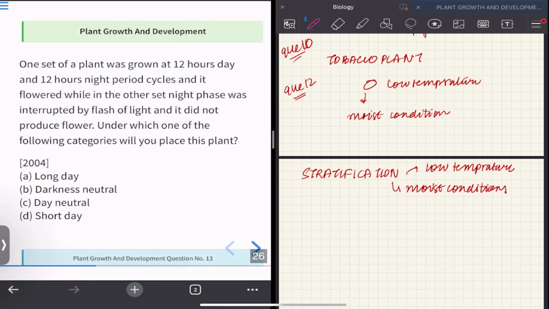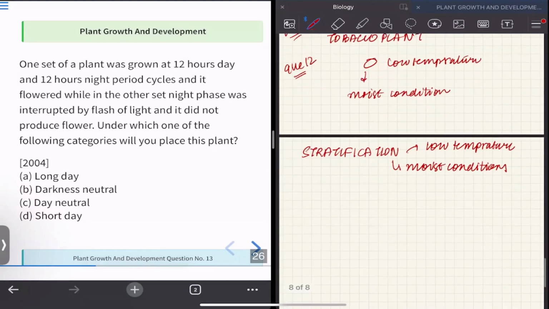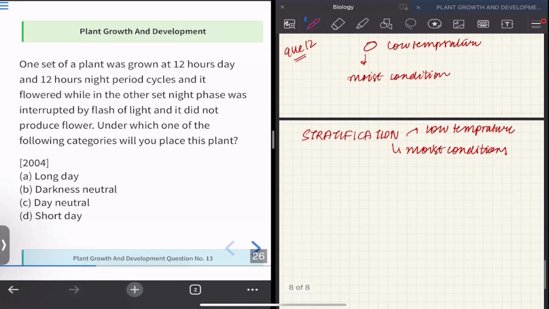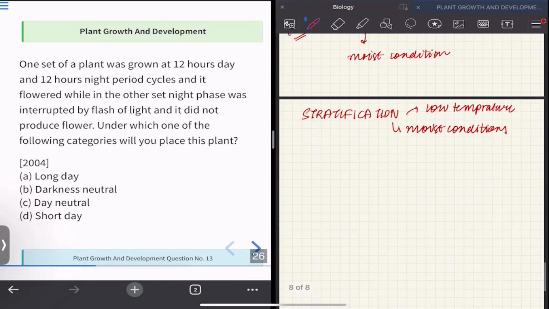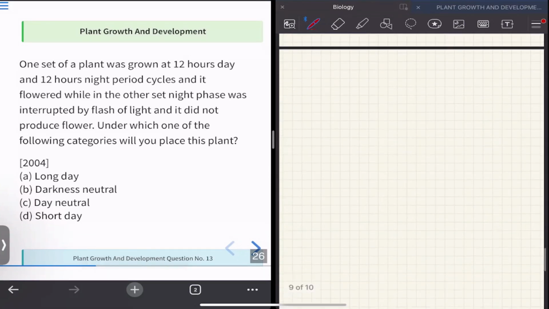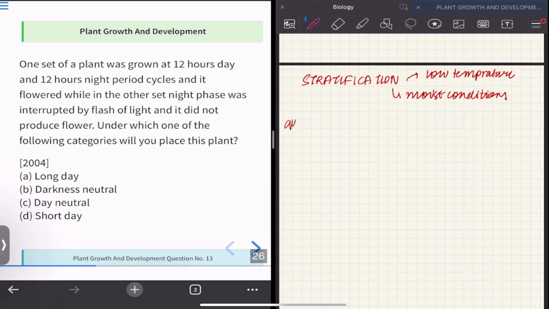Moving on to the next one. One set of plant was grown at 12 hours day and 12-hour night period cycles, and it had flowered, while in the other set, the night phase was interrupted by a flash of light and it did not produce flowers. Under which one of the following categories would you place this plant? So we have question number 13. So this is one plant, and this is the other one. We'll take the other one.